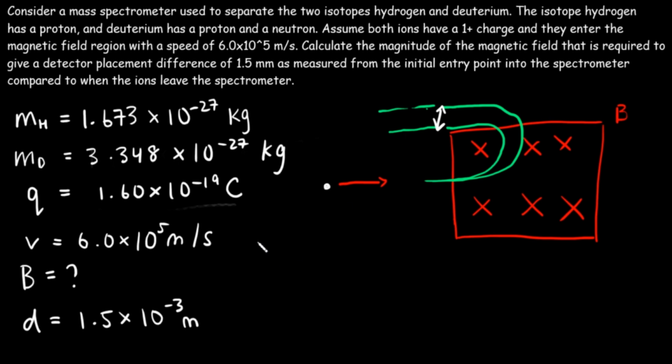In this question, it's asking for the magnetic field, and to do this type of question, you just have to know one equation: D equals 2R2 minus 2R1. This equation comes from the path that the hydrogen and deuterium take. 2R means 2 times the radius. Essentially, what is going on is this distance here.